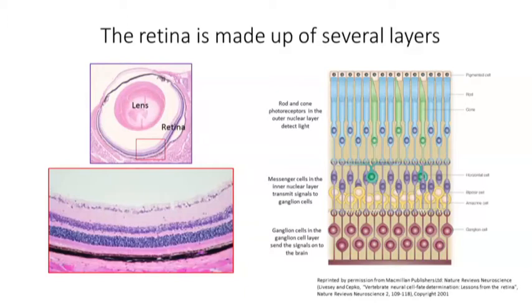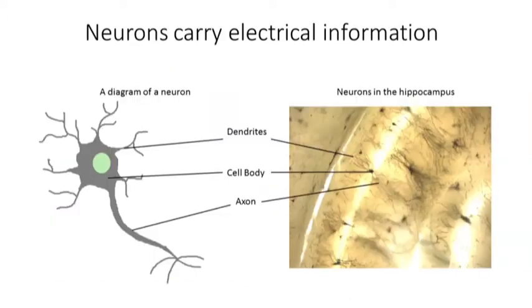These cells are arranged into specific layers. The rod and cone photoreceptors are located in the outer nuclear layer. They detect the light and transmit information through messenger cells in the inner nuclear layer through to ganglion cells in the ganglion cell layer, which pass the information onto the brain. How is this information transmitted? Well, all the cell types mentioned here are called neurons. Neurons pass messages to each other via their branches, or what we call processes. Dendrites carry information in, and axons carry information out of a neuron.